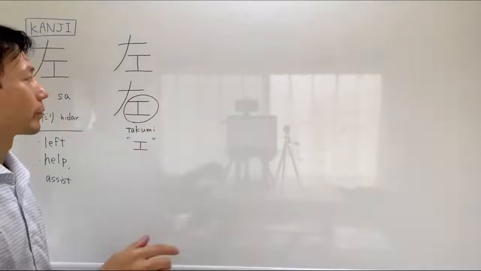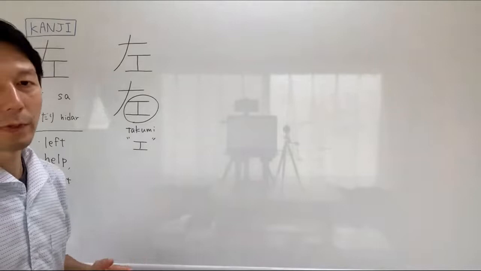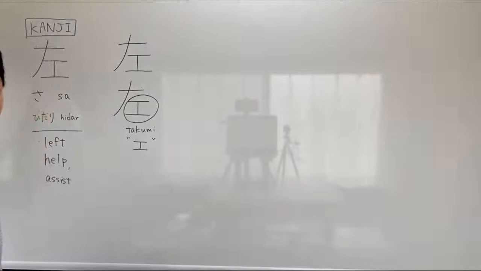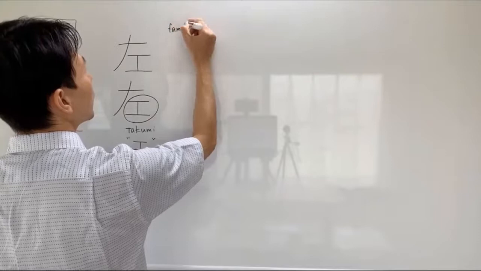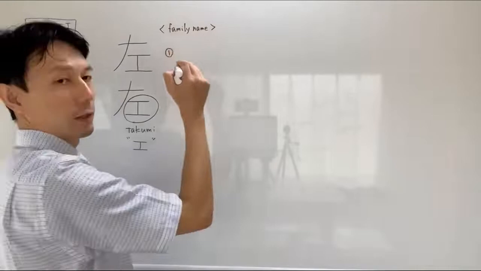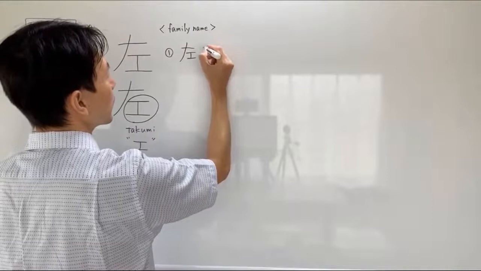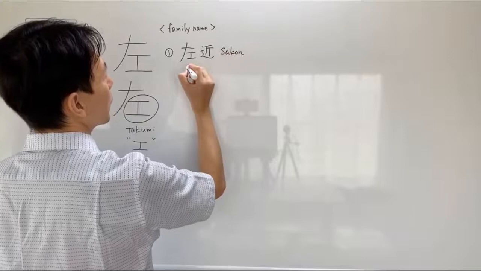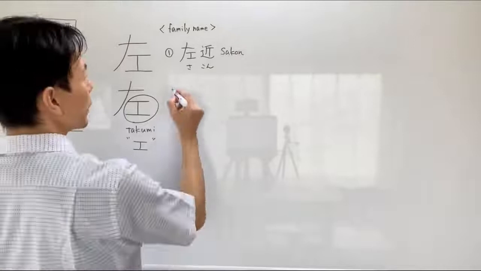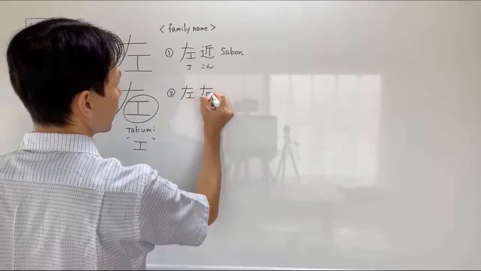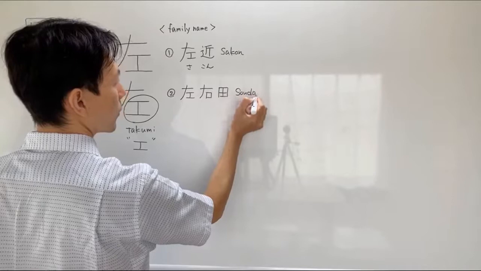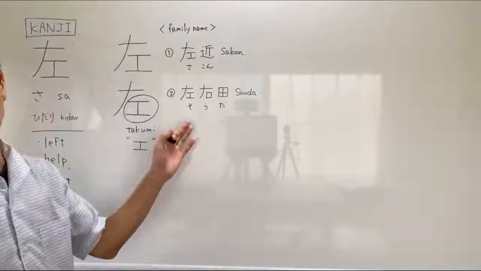Okay, and next, I will introduce family names in Japan. Here are some family names that are particularly common in Japan. I will introduce three names. Sakon. Sakon-san. And number two, Soda. Soda-san.